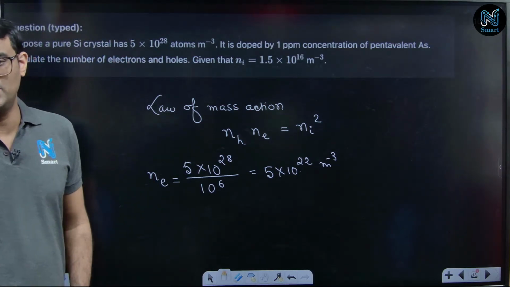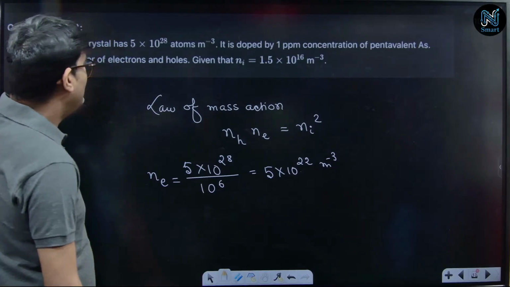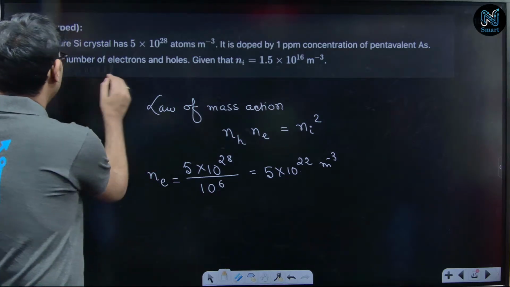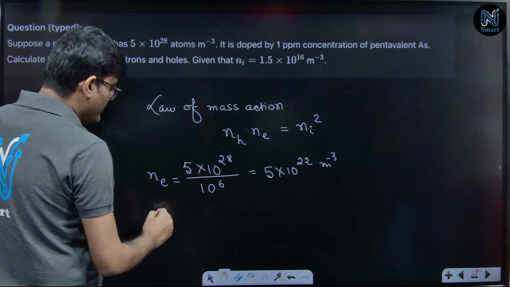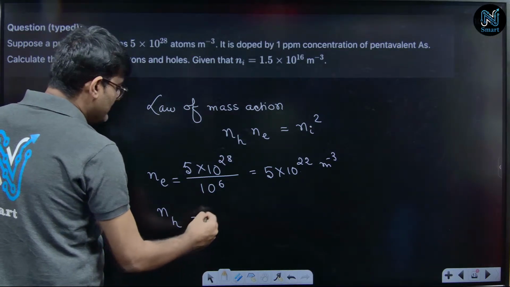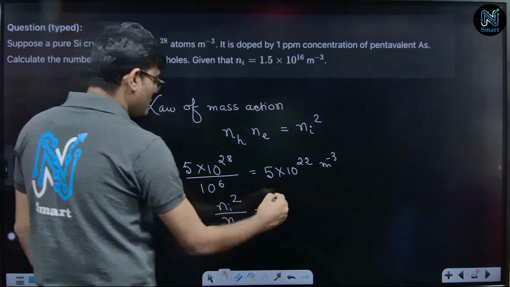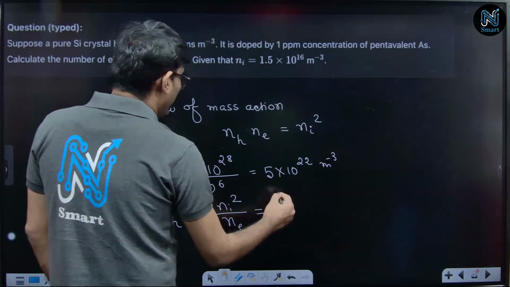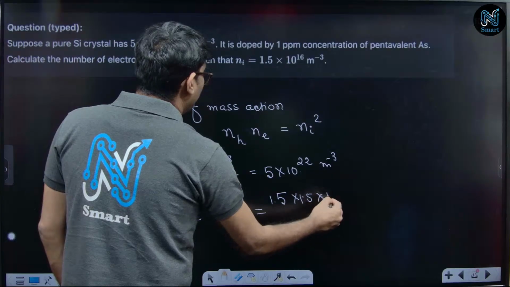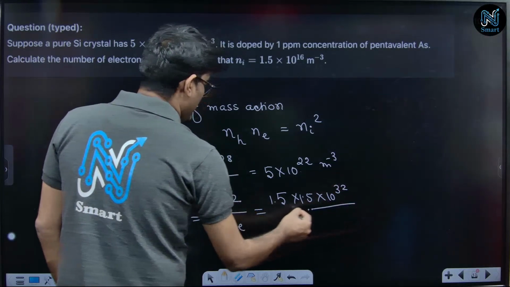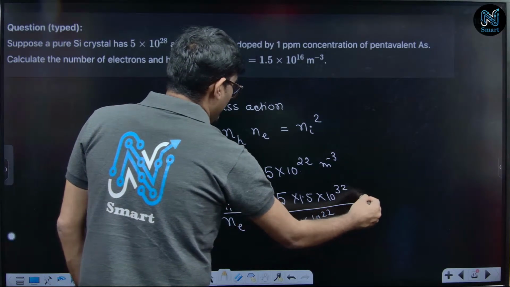It is an extrinsic semiconductor. So, in that N-type semiconductor, this is the concentration of the electron. I have to find the concentration of the holes as well. I know the electron concentration, this is one of the answers. The second question is, what is the concentration of hole? So, I can say this is n_i squared divided by concentration of electron. So, it is 1.5 into 1.5 into 10 power 32 divided by 5 into 10 power 22 per meter cube, right?